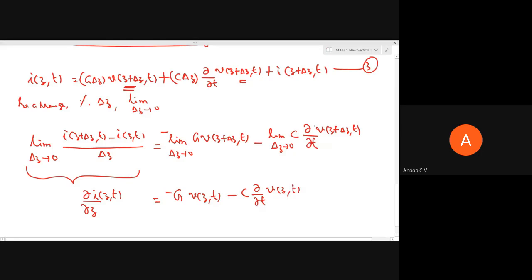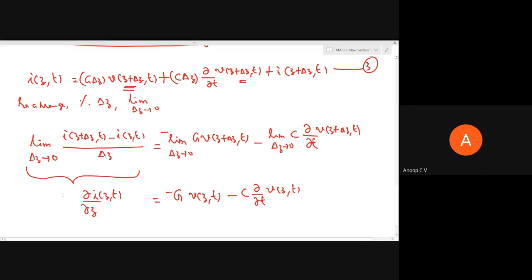As derivative and limit are both linear operators, I can interchange them, right? So limit of delta z tending to 0 of dou by dou t of V of z plus delta z comma t is actually C dou by dou t of V of z comma t, right? So this is what we got now.